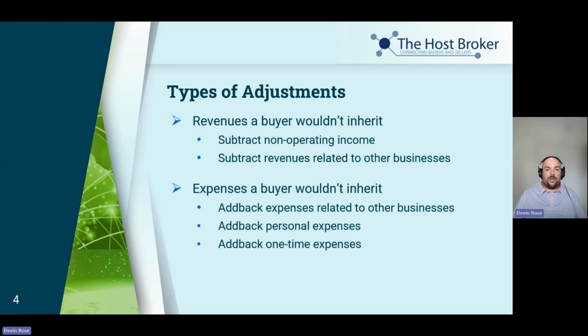And it's the same for expenses. It's anything that the buyer wouldn't inherit. So we would add back any expenses related to any other businesses. And then we would also add back personal expenses. This is a really big one, and we'll go through a bunch of examples. There's a lot of personal expenses that get added to the P&L, and of course the buyer wouldn't inherit those, so we add those back. And then we also add back any one-time expenses that the buyer wouldn't expect to continue on an ongoing basis.